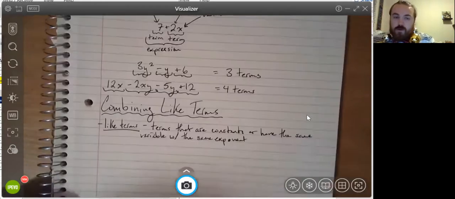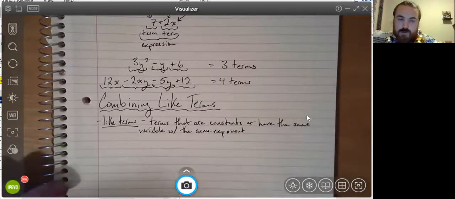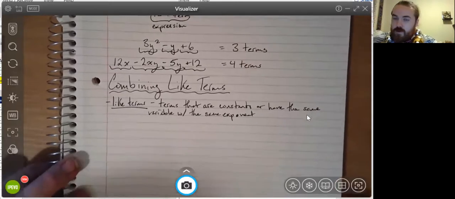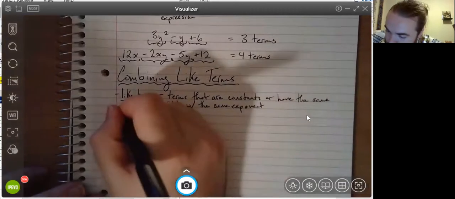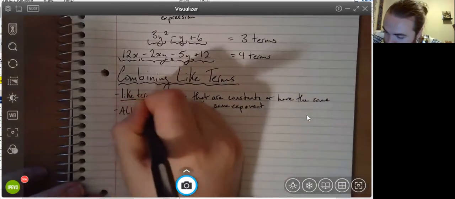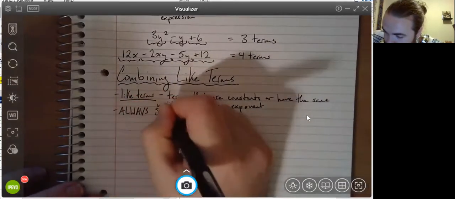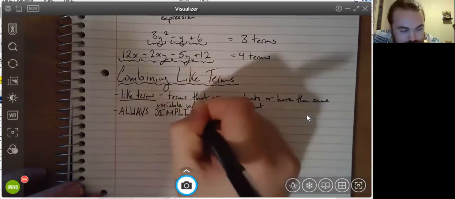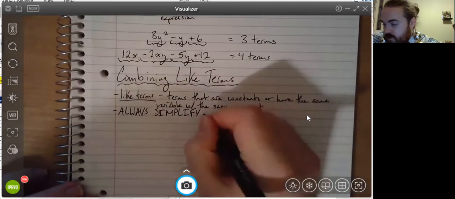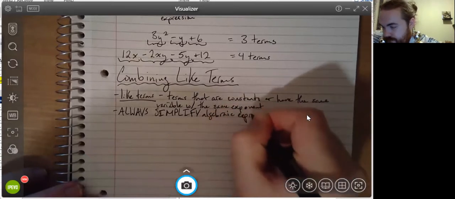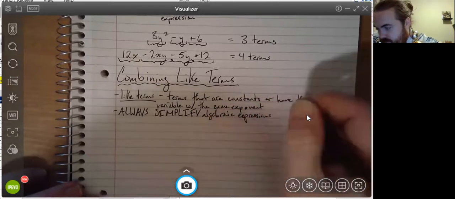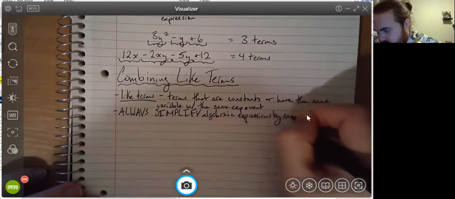And again, our goal with all this is to simplify. So let's take the note that we should always simplify algebraic expressions by combining like terms.